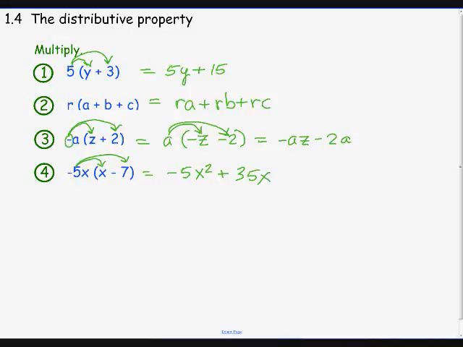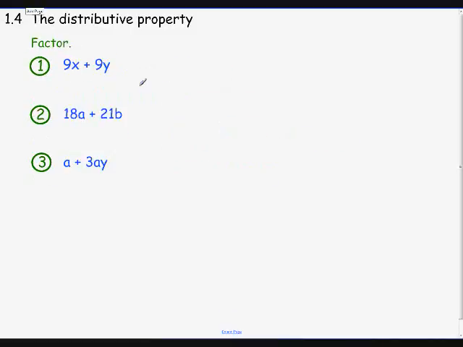Okay, multiplying. Now factoring. Factoring, we are going to look for something common that we can pull out of this. How about the factor of 9? If I divide this by 9, I have x, and I divide this by 9, I have y. To check my work, we can always do this and make sure I get back where I started. How about this one? What's common that I can factor out here? How about a 3?